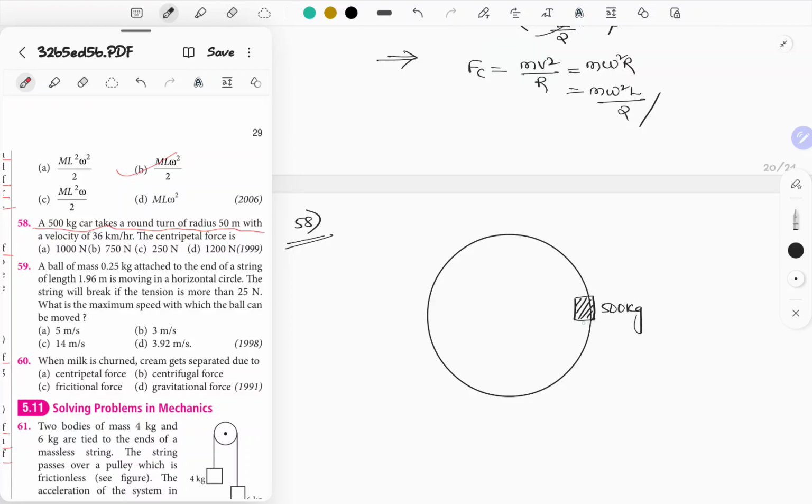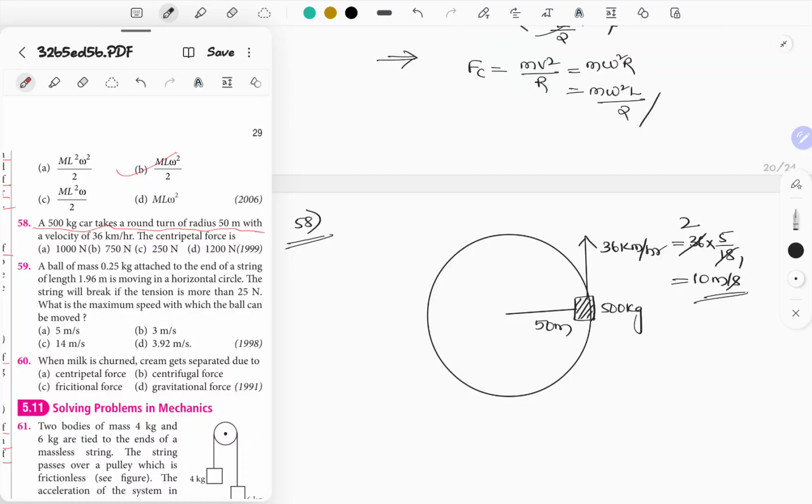So what is the radius of this path? The radius of this path is 50 meter. And this vehicle is moving with a speed of 36 kilometer per hour. Try to convert this 36 kilometer per hour into meter per second. Kilometer per hour can be converted into meter per second by multiplying by 5 by 18. 36 into 5 by 18. 18 ones are 18 and 18 twos are 36. So this is equal to 2 fives, 10 meter per second.